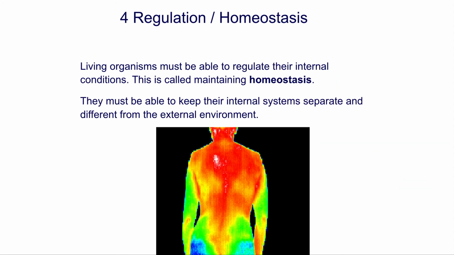Number 4 is regulation or homeostasis. Living organisms must be able to regulate their internal conditions. This is called maintaining homeostasis. For example, you must keep your body at a constant temperature, which is 98.6 degrees Fahrenheit. Our bodies have to stay at that temperature because our systems function at that temperature. Our bodies cannot get too hot or too cold.